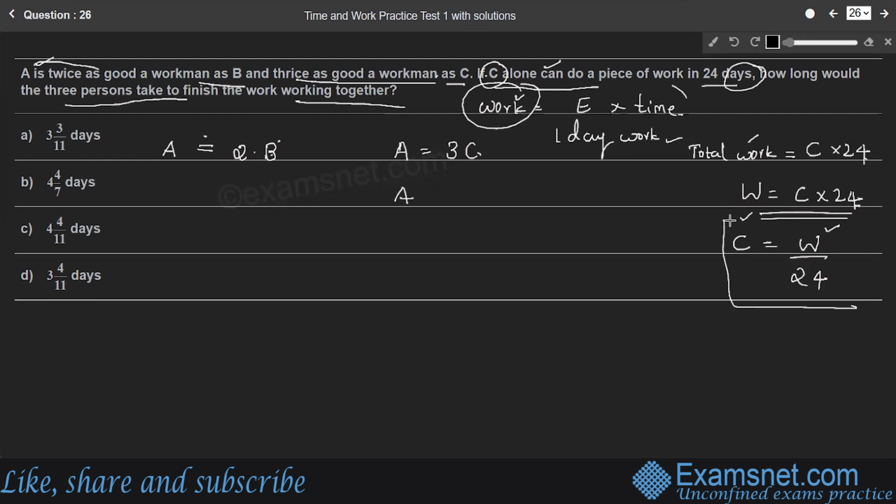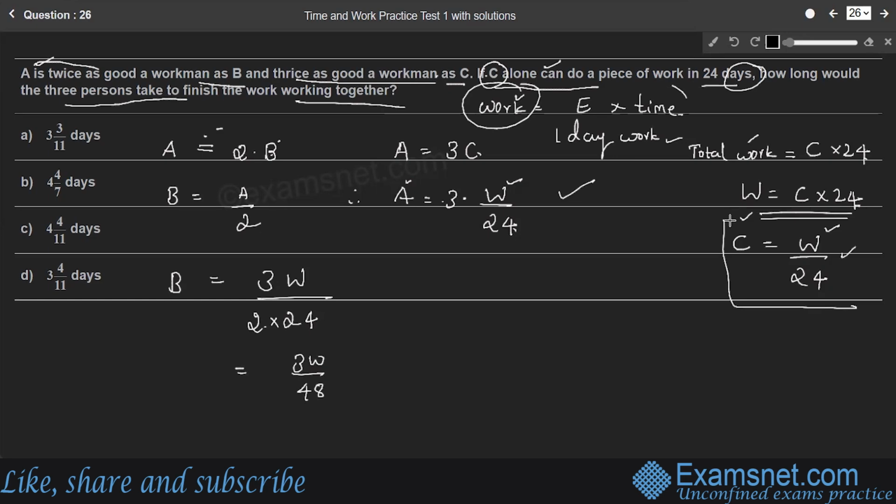Therefore, A becomes 3 times W by 24. Right? The efficiency of A is 3 times total work divided by 24 days. Whereas B becomes A by 2. Right? A is 2B, therefore B is A by 2. So what is A? 3 times W by 24, divided by 2, means the denominator will be multiplied by 2. Right? Therefore, the efficiency of B becomes 3W by 48. The efficiency of A is 3W by 24. Of C is W by 24.